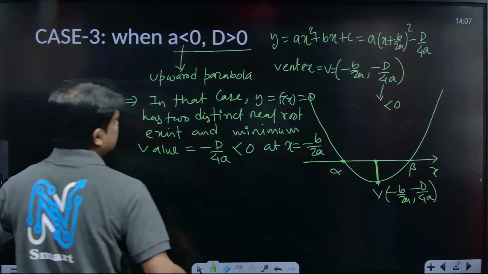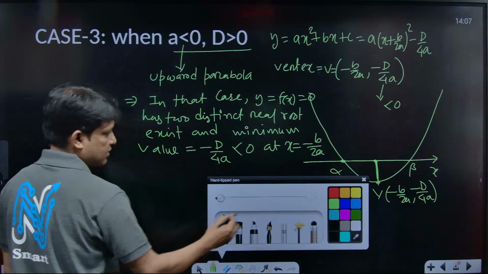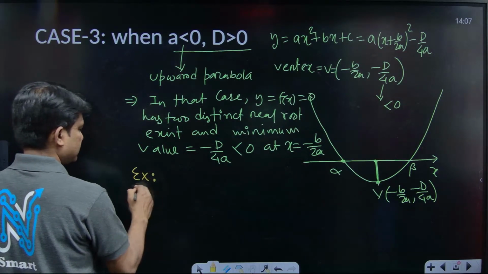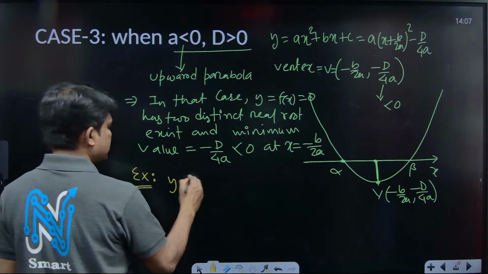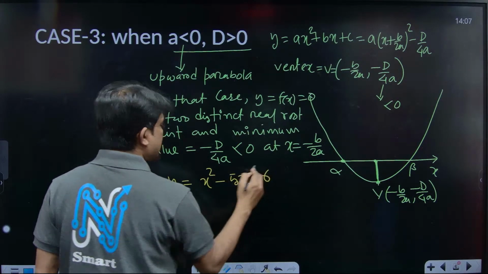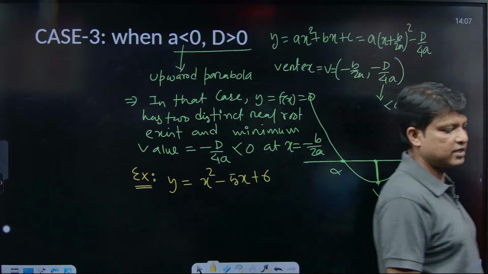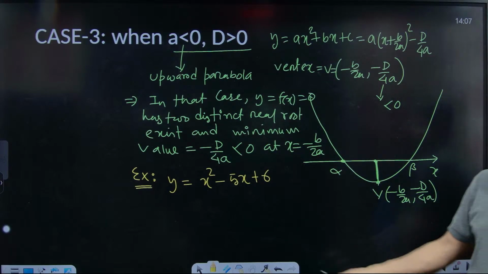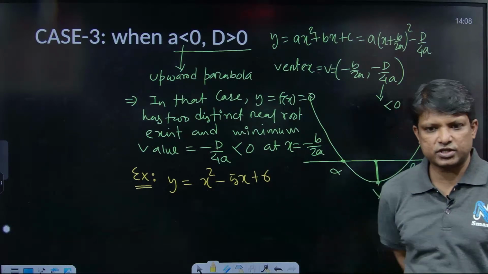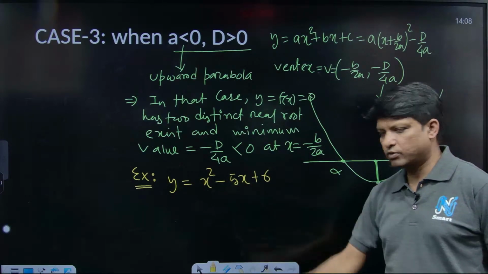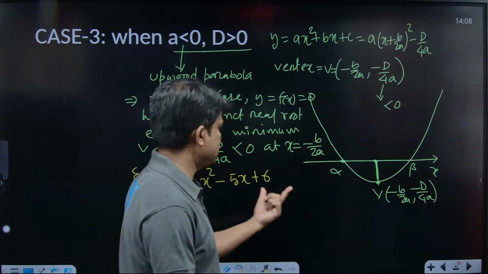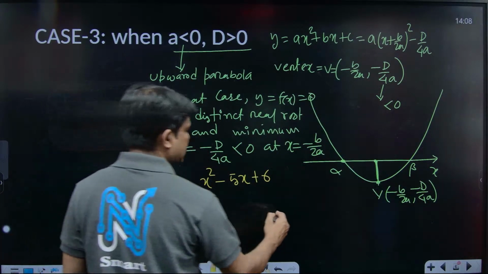Next expression, just one example, check it for that condition. y equal to x square minus 5x plus 6. Check its discriminant: b square minus 4ac, minus 5 whole square, 25 minus 4 into 6 into 1. This is one, a strictly positive quantity. The x square coefficient is 1, strictly positive, that means this is an upward parabola, it has two distinct real roots.